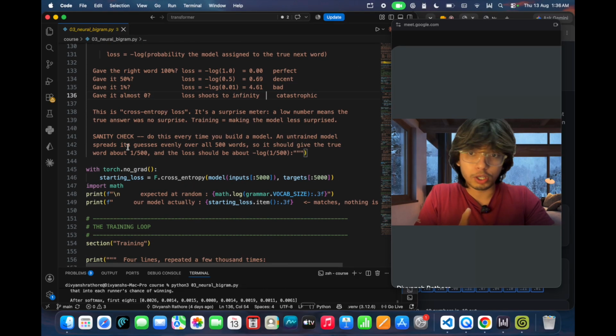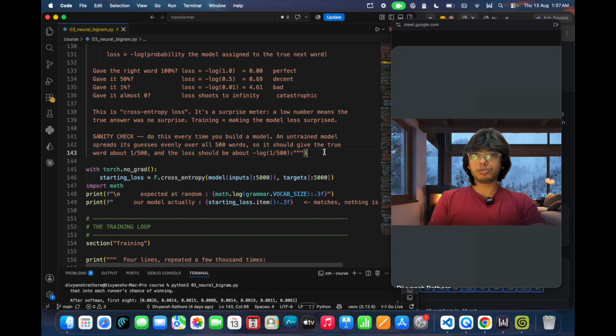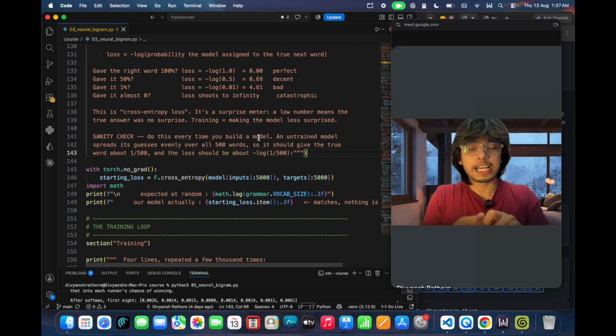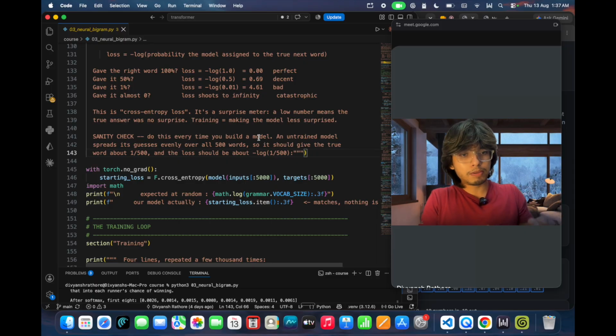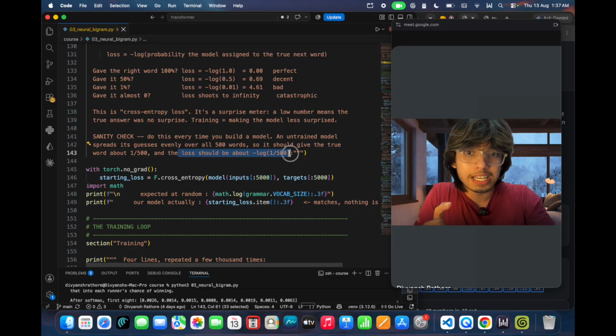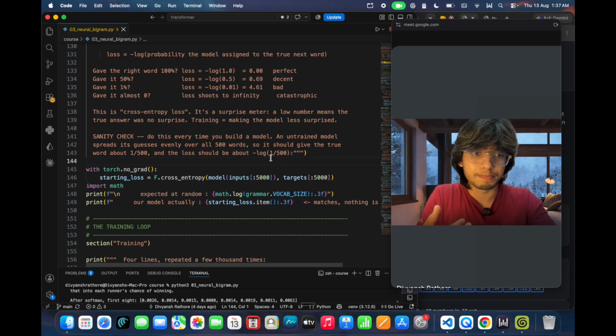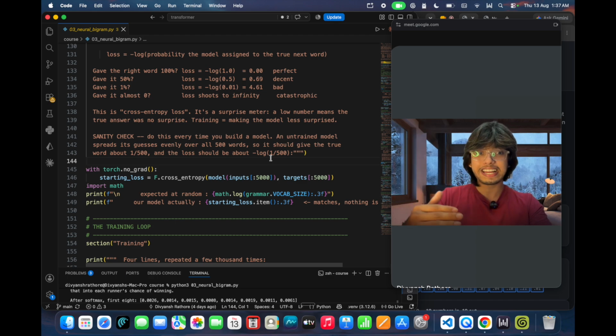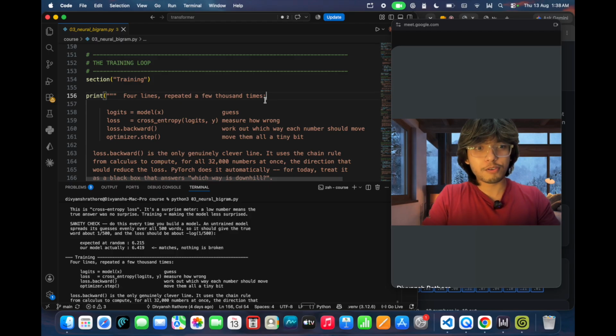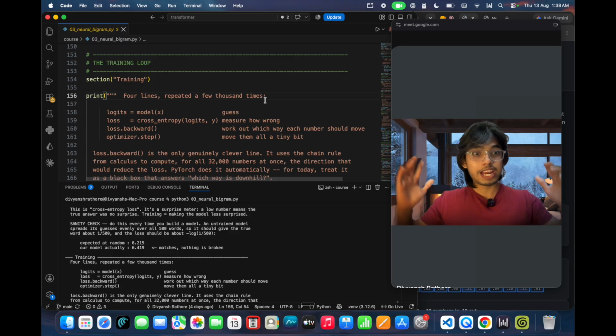Okay, one more important thing, I've written it down here. We have to do a sanity check. Why? Because in the starting, since everything is random, I expect the model to assign equal probabilities to all the 500 words. So I'll quickly check whether the loss is going to be this value, negative of log of 1 over 500. By doing this, we can make sure that all the steps are done correctly till here, and then we can move on. So now time for our final step, which is the training loop.